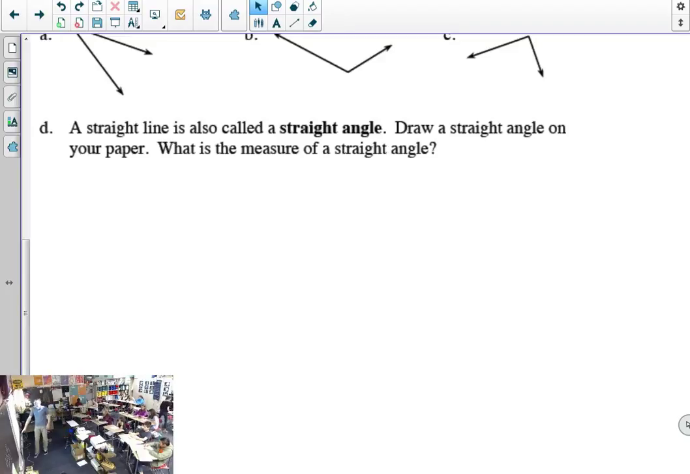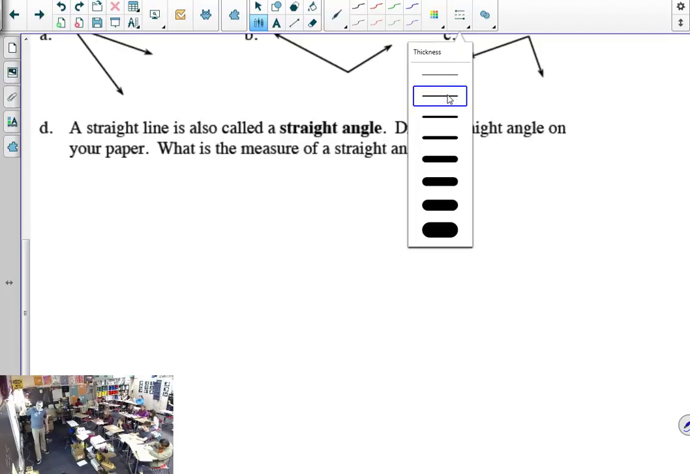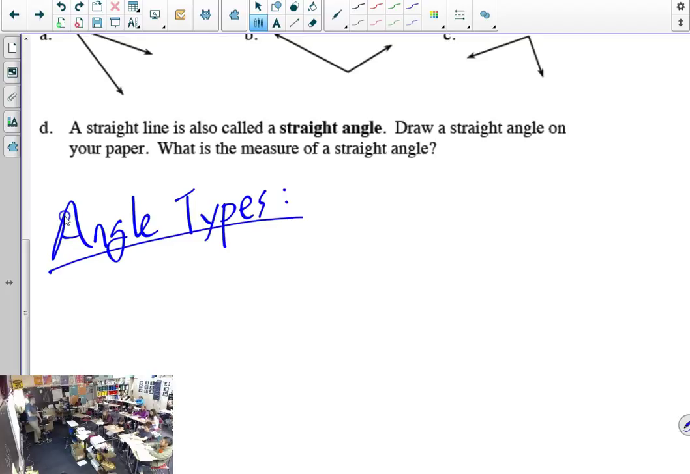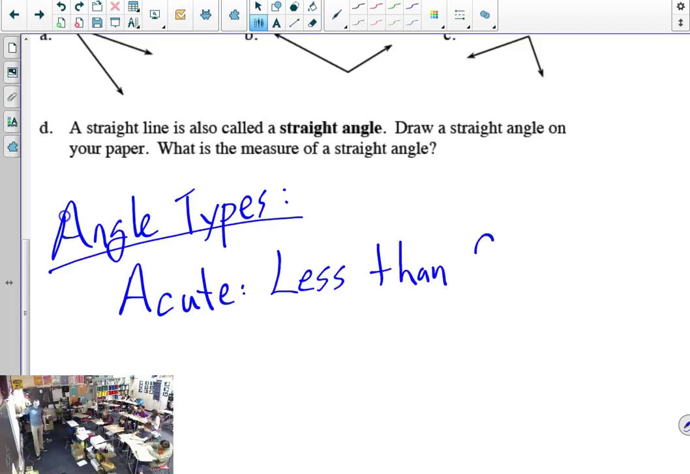Then, in your notes, please, well, there are going to be a few different things we write down today. I'm sorry, guys, but we got to get some learning done. I bet a lot of you already know these. The different angle types we have. Ella? Acute, little angle, means what? Anybody? Less than 90. Yeah, less than 90 degrees.